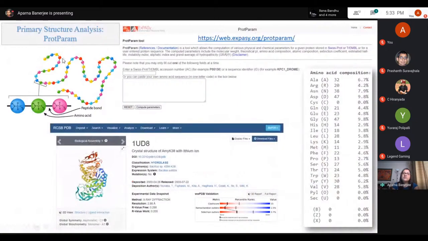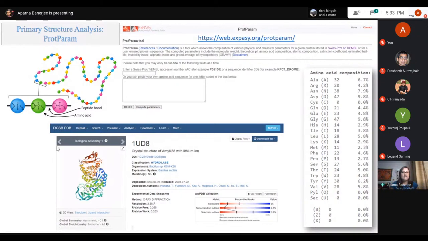For example, this is a primary structure of protein, one amino acid with another, linked with peptide bonds. So these are different amino acids. And if we use ExPASy, one website, and its ProtParam tool, it will give us all the amino acid composition, which one is present from maximum to 0%, along with other amino acids like selenocysteine, pyrrolysine, everything.